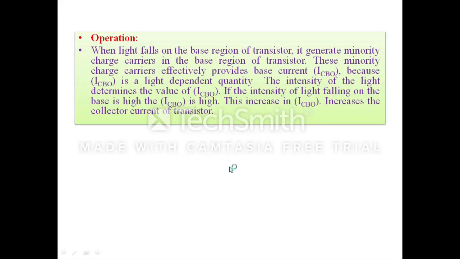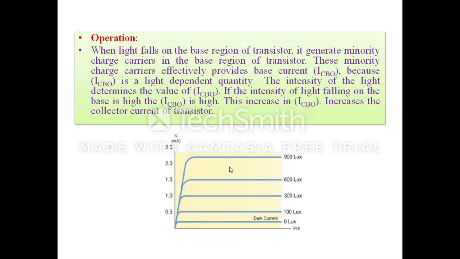When light falls on the base region of the phototransistor, it generates minority charge carriers in the base region of the transistor. These minority charge carriers effectively provide the base current ICBO, because ICBO is a light dependent quantity. The intensity of light determines the value of ICBO. If the intensity of light falling on the base is high, then ICBO is high. This increase in ICBO increases the collector current of the transistor.